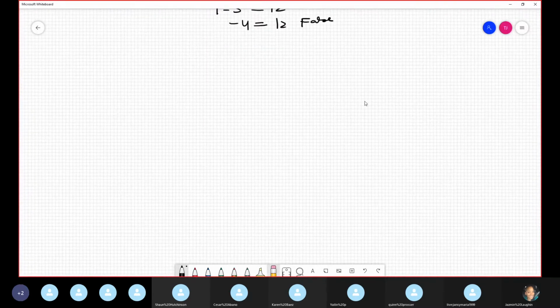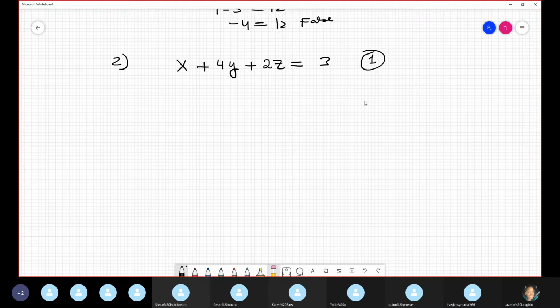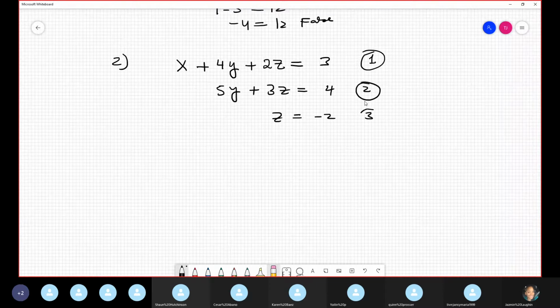Number 2. Number 2 is x plus 4y plus 2z equal 3. Equation 1. 5y plus 3z equal 4. Equation 2. And z is equal -2. Equation 3. And the question say solve the system of equation.